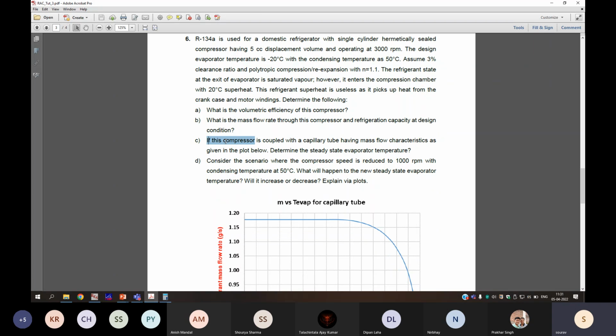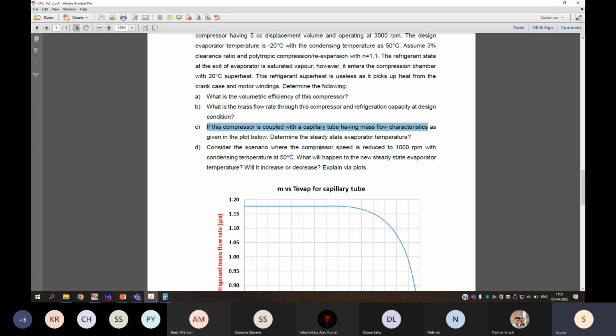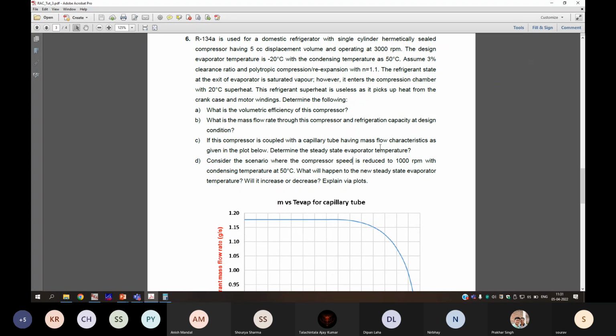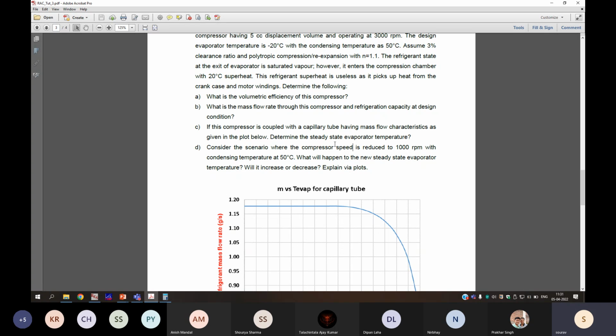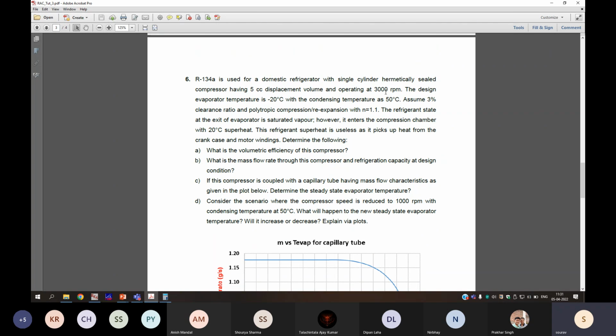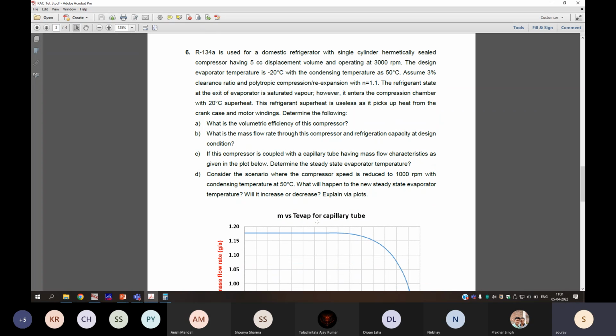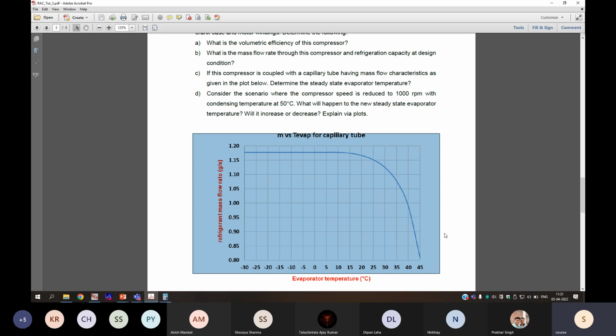If this compressor is coupled with a capillary tube having mass flow rate characteristic as shown in the plot below, determine the steady state evaporator temperature. Okay, so now, in the previous problem everything was given. Now it is a reverse calculation. So you have to find out the balanced evaporator temperature, if you couple this compressor, whatever the specification is given over here, to a capillary tube having this as the characteristic flow rate.